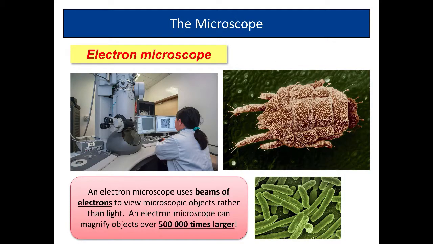Now if we want to see things really small, we've got to move away from using light, instead to using what we call electrons. This is an amazing picture of a tiny mite taken using one of these electron microscopes. So an electron microscope uses beams of electrons to view objects rather than light. So it doesn't use light at all. It uses beams of electrons. Now an electron microscope can magnify objects over 500,000 times larger. That is amazing. And here we've got an EM electron microscope picture of bacterial cells. So the magnification of these is actually incredible.